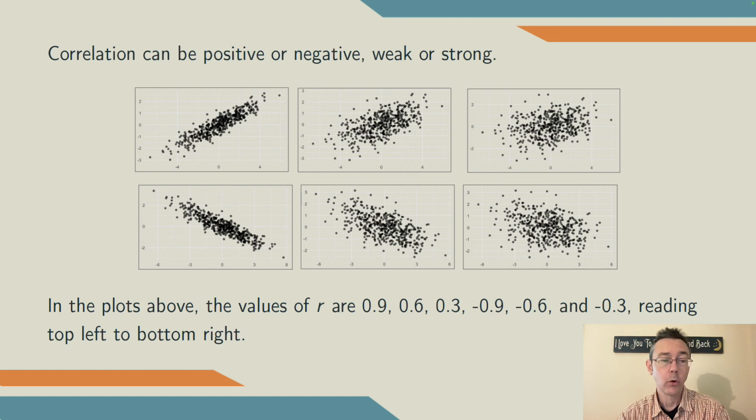Correlations can also be weak or strong. So here I'm showing 6 plots. The 3 on top have positive correlations, so generally upward trends, while the 3 on the bottom have negative correlations. And as you go from left to right, the correlation is getting weaker. The coefficient of correlation is getting closer to 0. So for instance, the 2 plots on the left have correlations of 0.9 and -0.9, respectively. There the values are pretty tightly packed along the line of best fit. In contrast, on the far right, the correlation values of 0.3 and -0.3, you've got a lot of spread around the line of best fit.